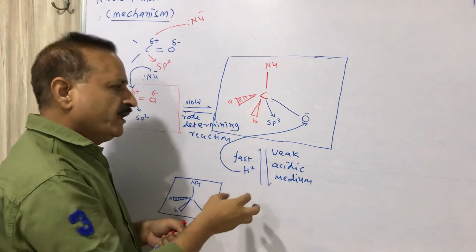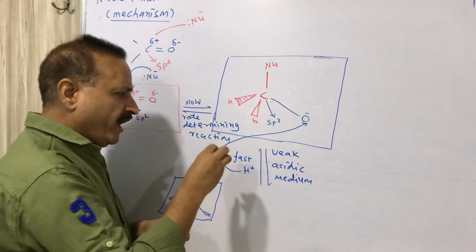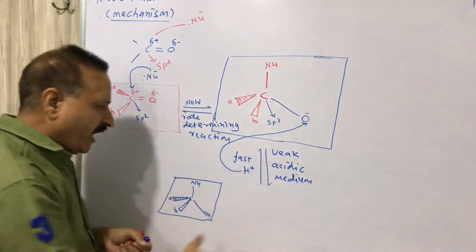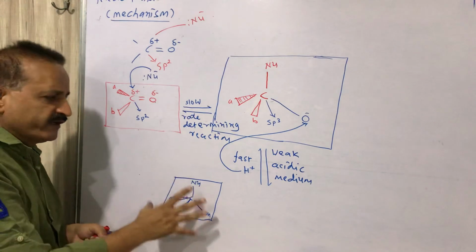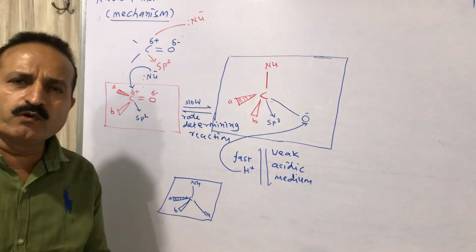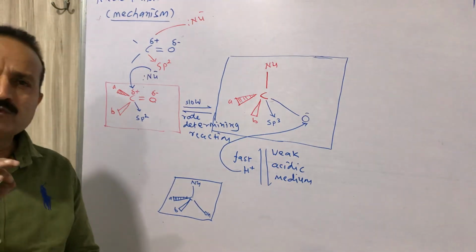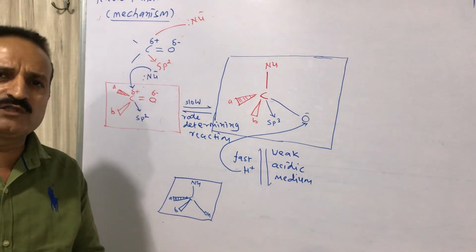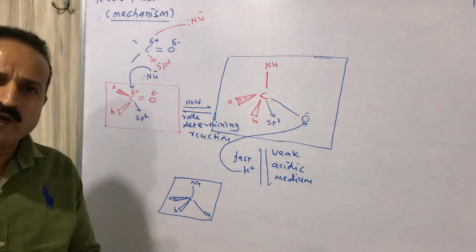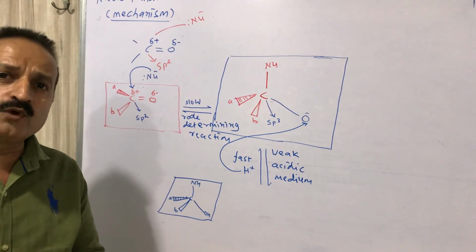Then it is done in weak acidic medium, and from the acidic medium H positive ion will be attracted towards the oxygen, and now we have the final neutral product. That is the mechanism of nucleophilic addition reaction. You can easily understand. You just repeat this video lecture twice or thrice. I am very sure that you can write it yourself after watching my video lecture.